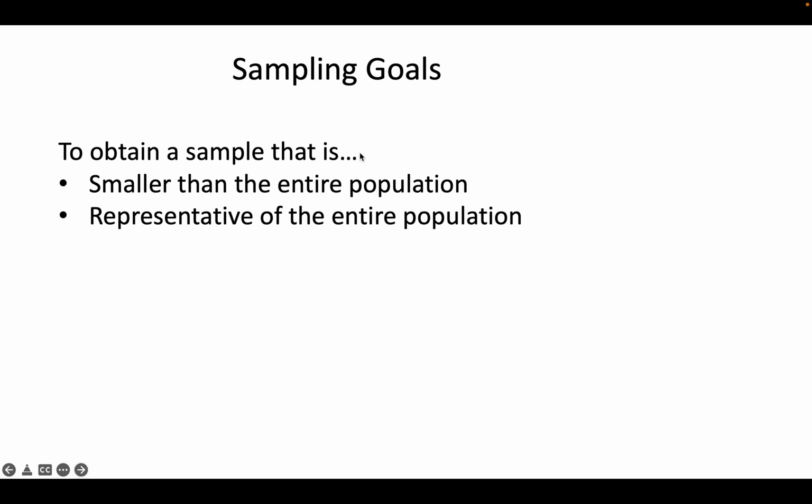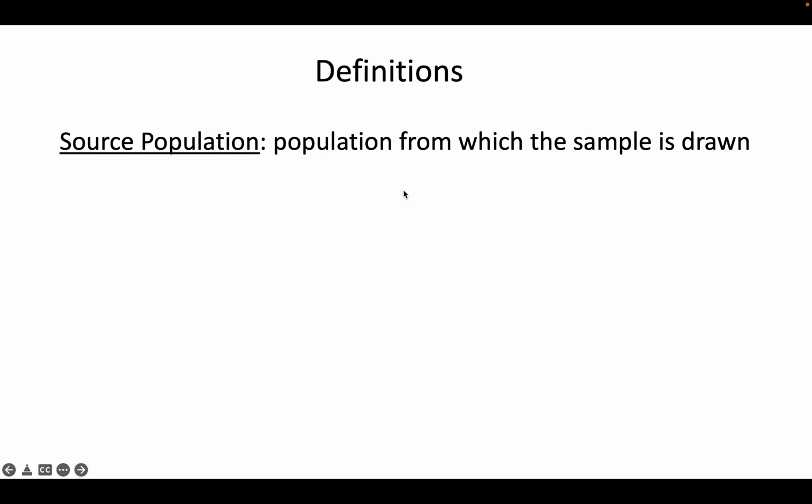Ideally, our sample is smaller, and that's how it represents a more efficient strategy: it's smaller than measuring everyone. Also, we want it to be representative of the entire population. So here are some definitions before we get started.